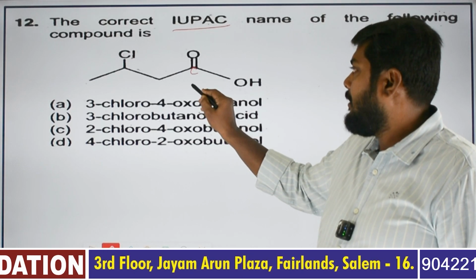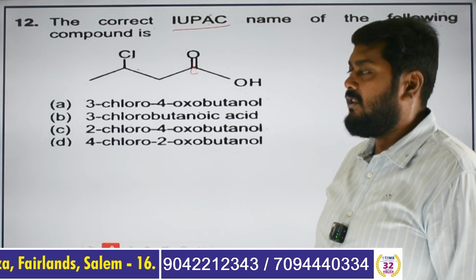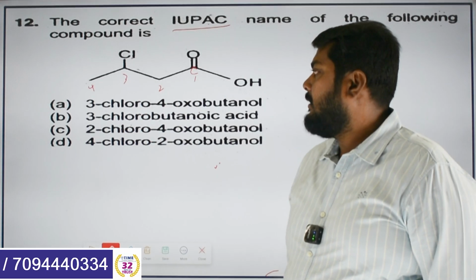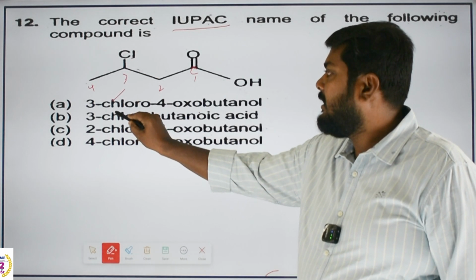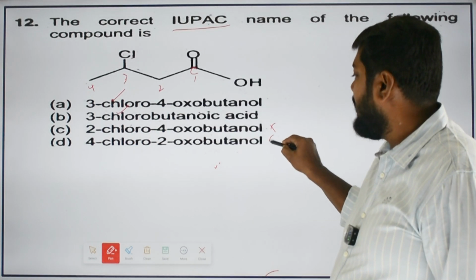So this is your carbon. So we have to start numbering from your carboxylic acid functional group, இல்லையா? So 1, 2, 3 and 4, right? So இங்கேயும் 3 chloro இருக்கு, இங்கேயும் 3 chloro இருக்கு. Option A or B தான். 2 chloro 4 chloro ரெண்டுமே நம்ம என்ன பண்ணிடலாம், omit பண்ணிடலாம்.